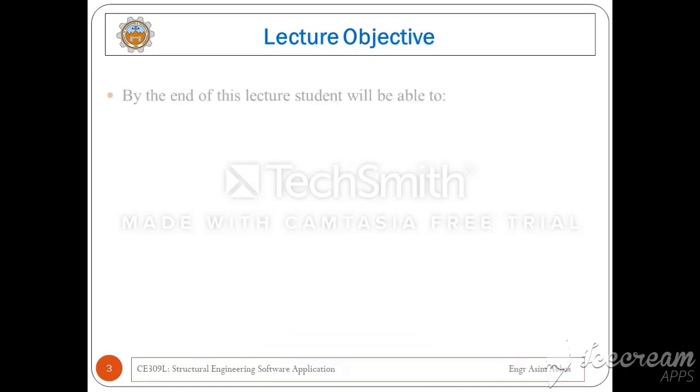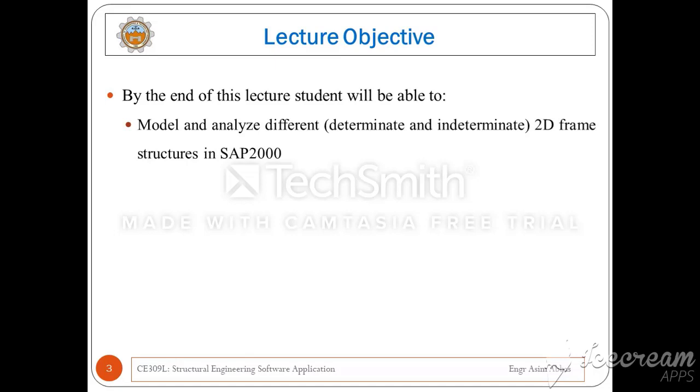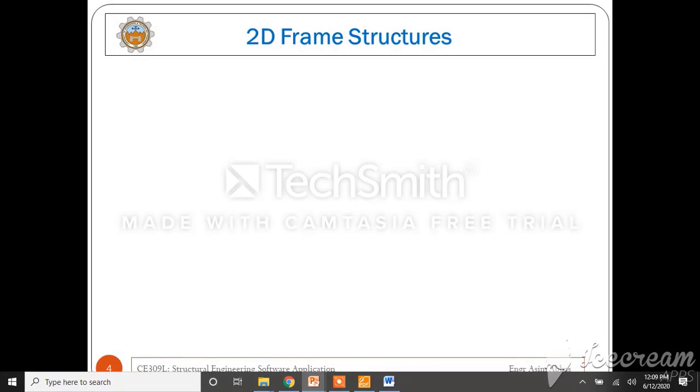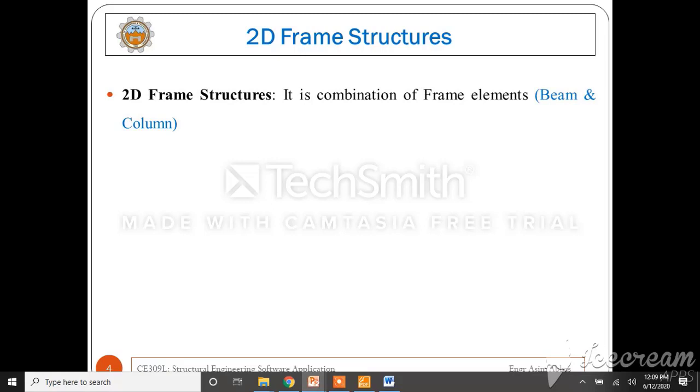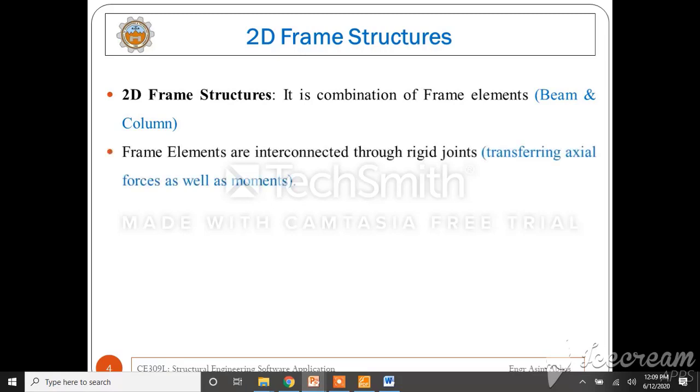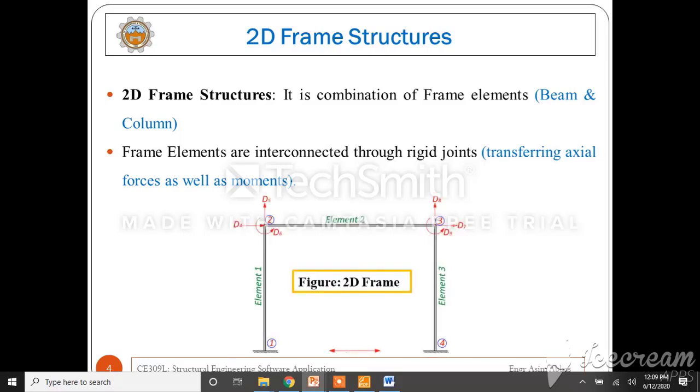Now lecture objective. By the end of this lecture the student will be able to model and analyze different determinate and indeterminate 2D frame structures in SAP 2000. 2D frame structures. What is a 2D frame? It is a combination of frame elements, beam and column. Keep in mind this thing, frame elements are interconnected through rigid joints, which transfer axial forces as well as moments. In the figure, an example of a 2D frame is shown where elements 1 and 3 are columns and element 2 is a beam.